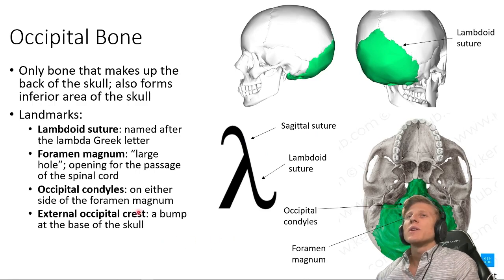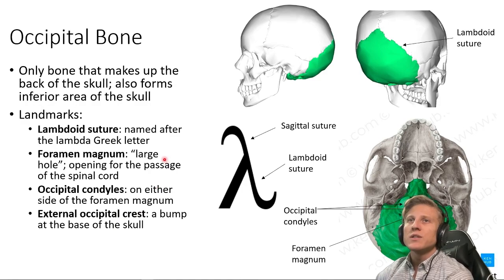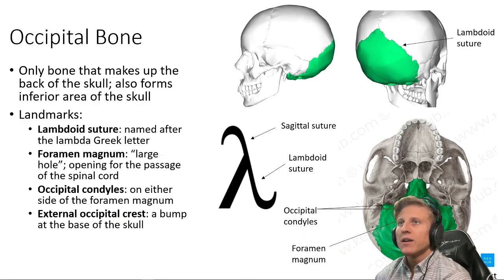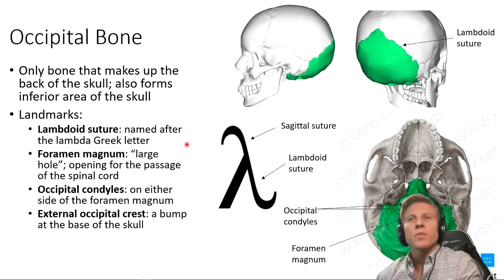Really important to note, in addition to the lambdoid suture, is the foramen magnum. This guy right here. This is where your spinal column runs through, right? Your spinal cord, and then into the vertebral column, runs through the foramen magnum. So please note that. That's an extremely important opening.